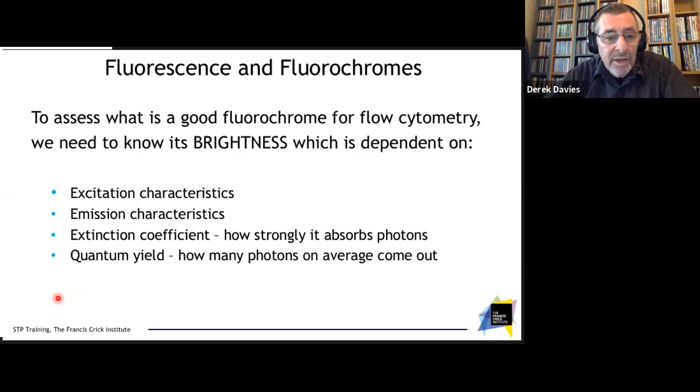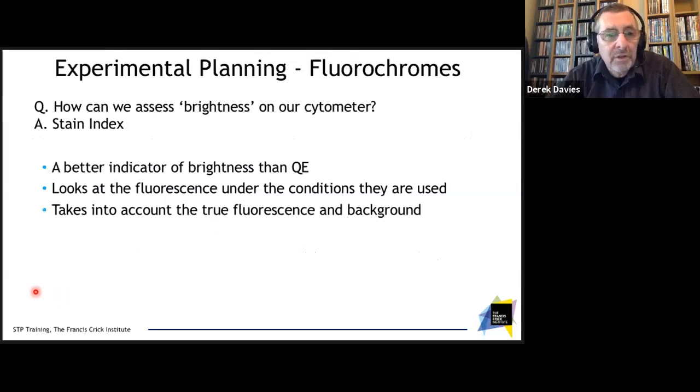And remember, what we're doing in our flow cytometry experiment is we're taking a fluorochrome, we're binding it to an antibody, let's say, which is binding to its antigen, which is present on a cell which has a level of autofluorescence. And that autofluorescence will be different in different areas of the electromagnetic spectrum. So the way we assess brightness in a flow cytometer is to use this thing called a stain index. Okay? And we do that by looking at the fluorescence from our dyes under the conditions that we're actually going to use them in our cytometer.